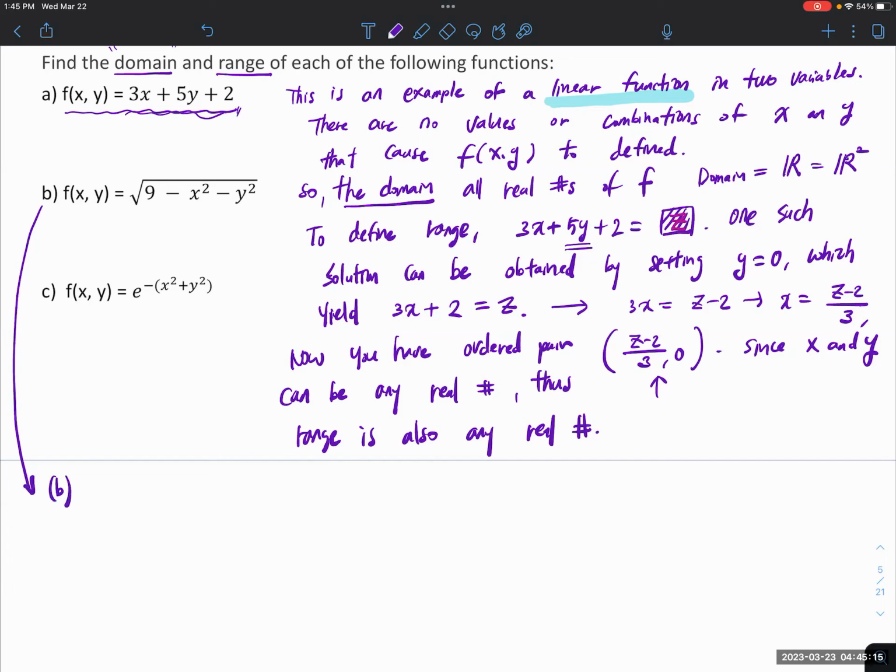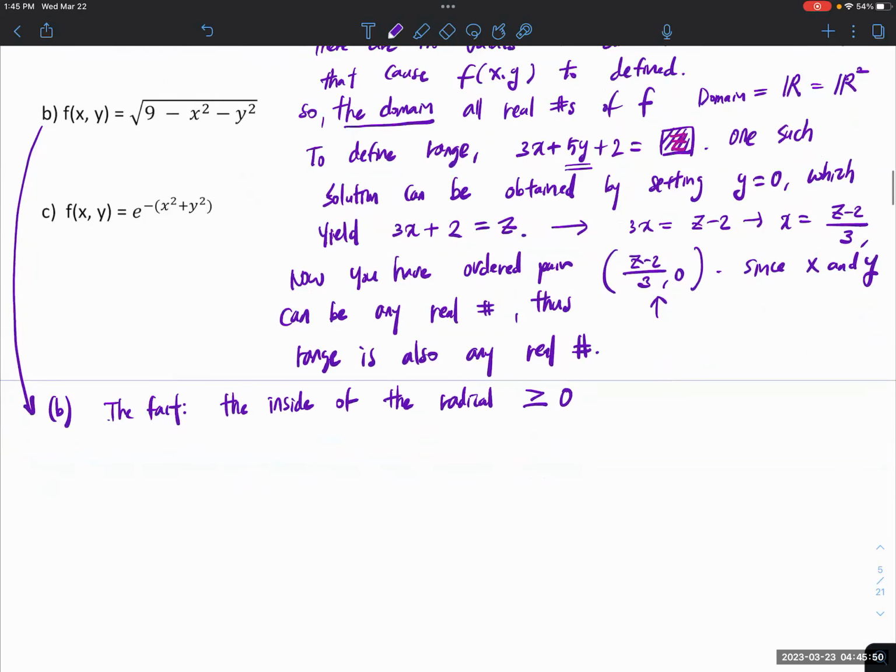Let it be. Okay, this is not a linear function. So we know that there's some limitation in determining domain and range. What do we know? The inside of the square root, the inside of the radical, must be a positive number. That's the fact, right? The inside of the radical should be greater than or equal to 0. It cannot be a negative number.